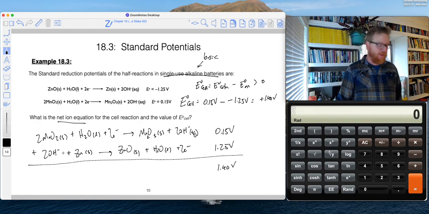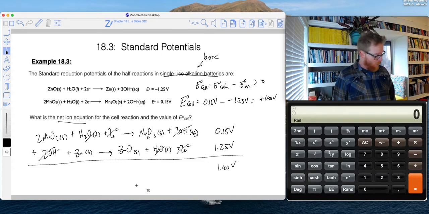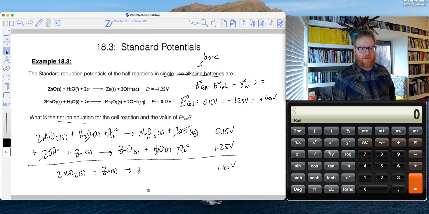And now this helps me get the balanced reaction. You can see the hydroxides cancel, and the electrons cancel, and the water cancels. So this actually isn't too bad for the overall net ionic equation: 2MnO2 solid plus zinc solid makes zinc oxide and this manganese oxide compound.